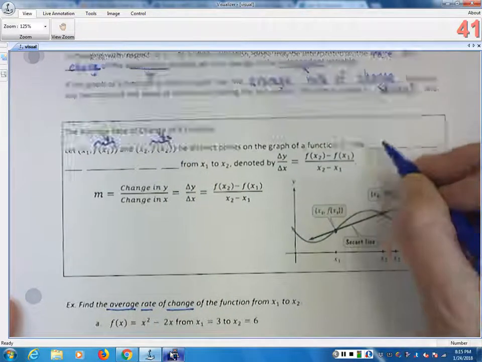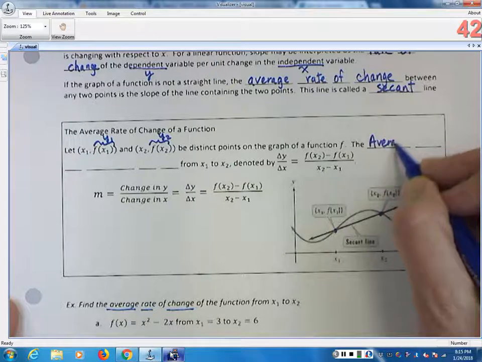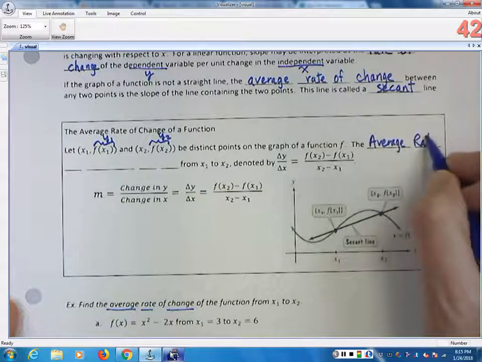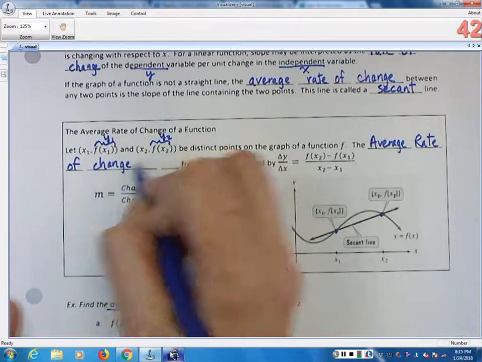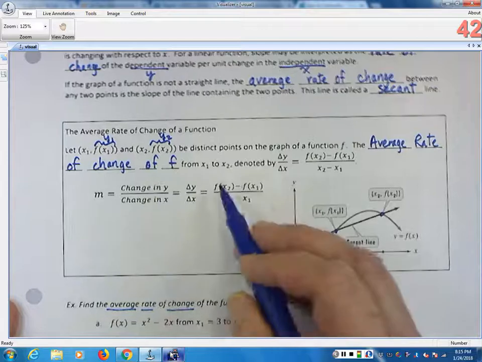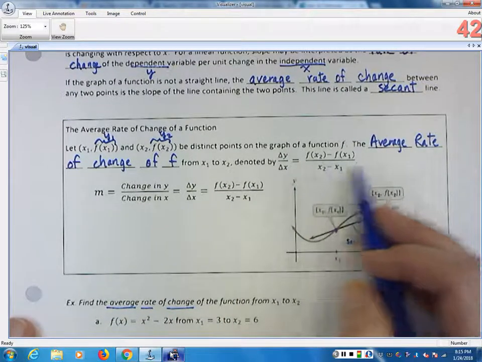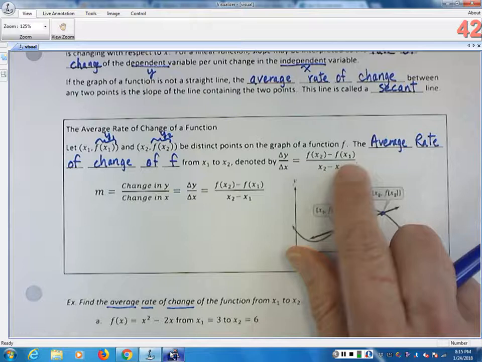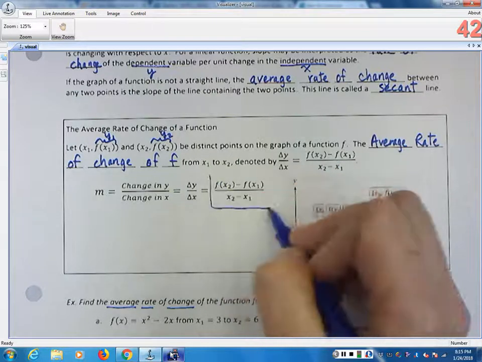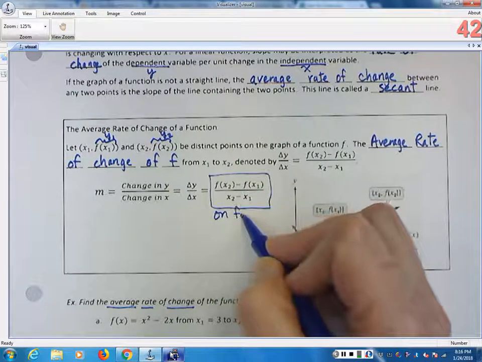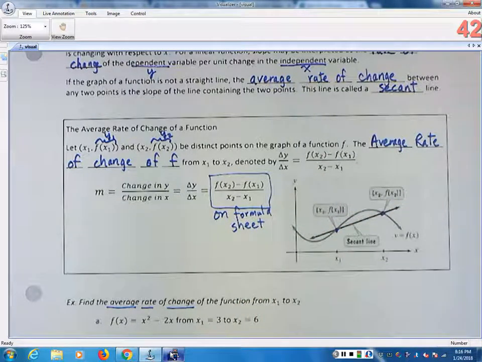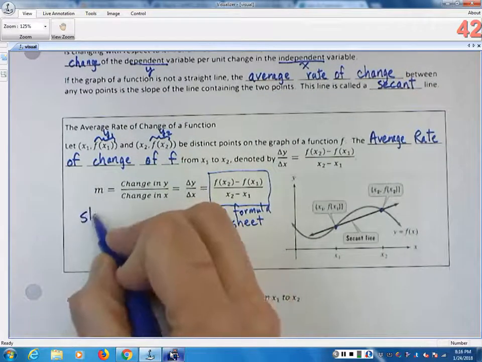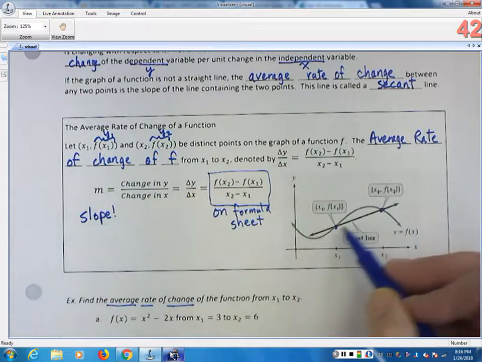The average rate of change, this is just a slope of change of f, function f, from x1 to x2 is this. And this is given to you on the formula sheet. It is how we find average rate of change. But it is just slope. It's slope. But it's the slope of the straight line between the 2 points.